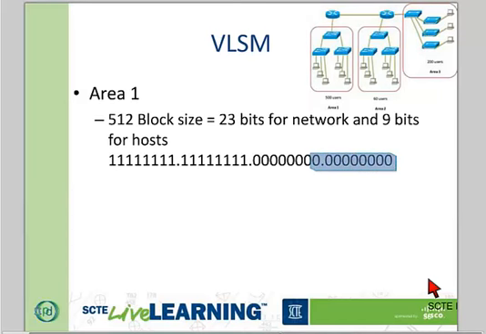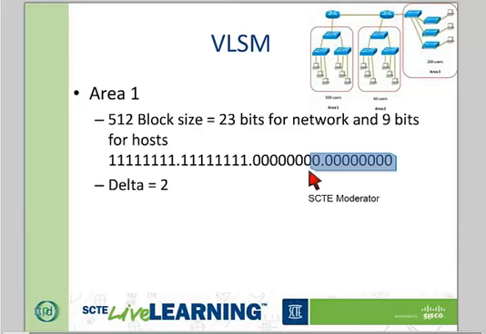Let's continue on. So in area 1, we said 512 is the closest block because 2 to the 8th is going to give you 256. 2 to the 9th is 512, and that's the closest we can get to 500. If we do anything less than that, it won't be 500. If we do anything more than that, we're going to waste IPs. So that means we have 23 bits for the network ID, and then we're going to have 9 bits for host, and we're going to subnet everything else. So it's working a little bit different.